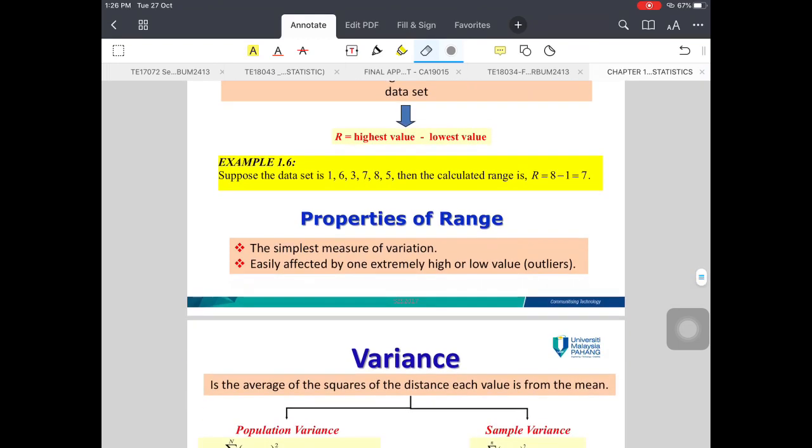Okay, so one of the important properties of range is that it is easily affected by extremely high or extremely low data values, which are known as outliers.